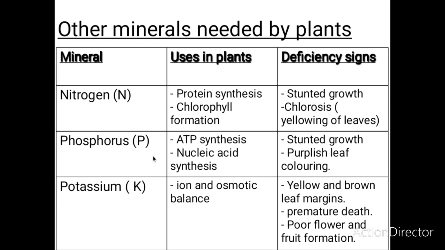Plants also need phosphorus for ATP synthesis or energy production and nucleic acid synthesis. And if a plant lacks phosphorus, it presents with a purplish leaf coloring and stunted growth. Potassium is needed for ion and osmotic balance. And if a plant lacks potassium, it presents with yellow and brown leaf margins, poor flower and fruit formation, and premature death. So these minerals are very important for the growth and maintenance of the plant.